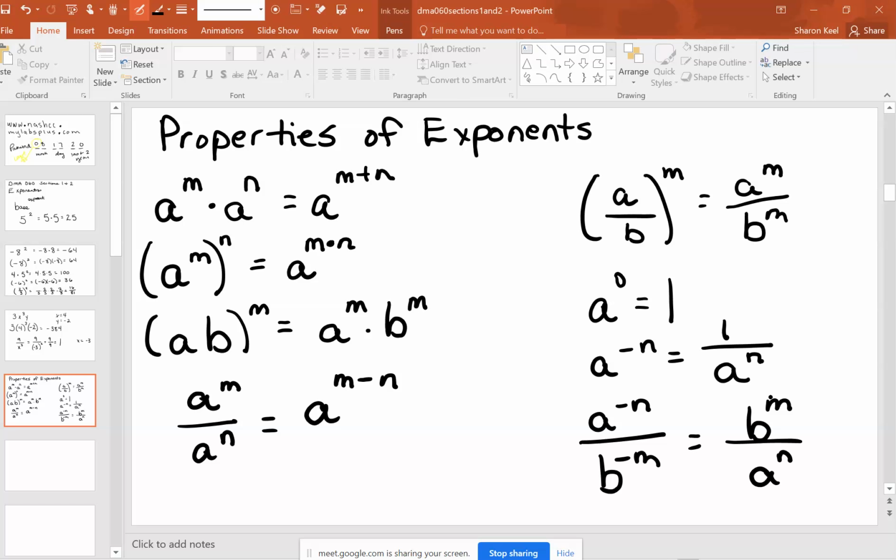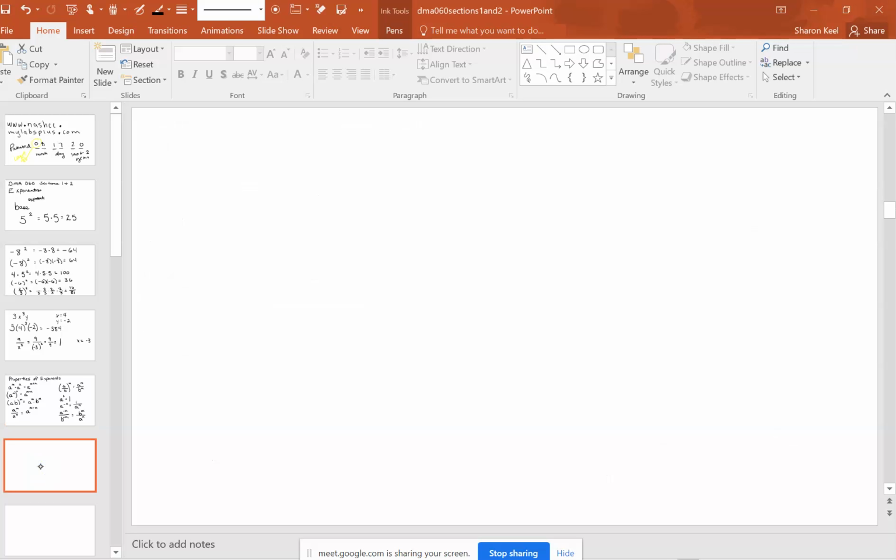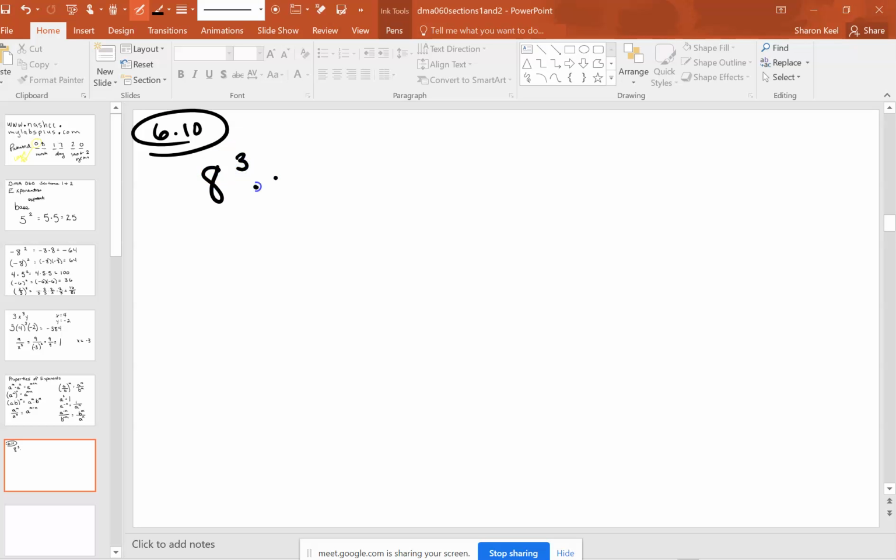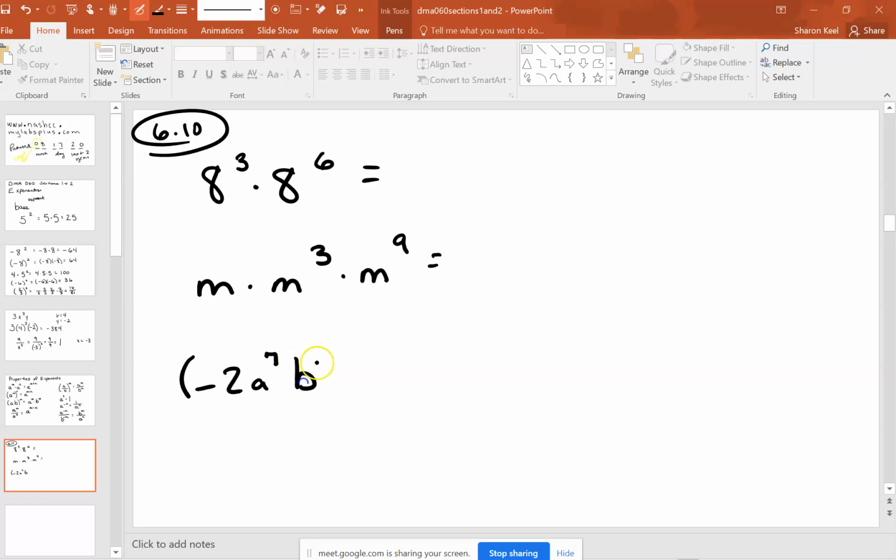In your workbook, turn to page 6-10. On page 6-10, we're going to look at these couple of problems, okay? We have 8 to the third times 8 to the sixth, m times m cubed times m to the 9th. Make sure you're on the same page as me. And then we have negative 2a to the seventh b squared times 3a to the fifth b. Okay, this is a skill practice.